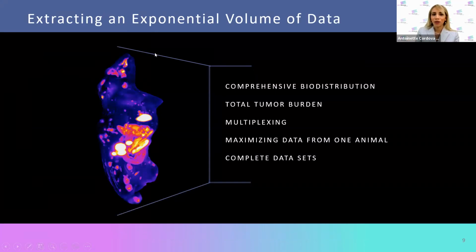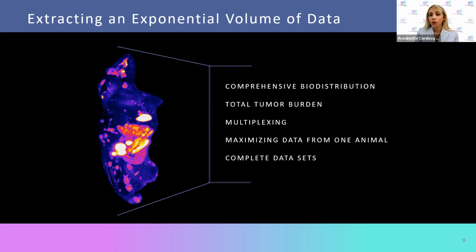So to highlight one more time, the exponential volume of data you get focuses on, first, comprehensive biodistribution, for those interested in drug discovery, and total tumor burden, for those interested in oncology models. It also allows for multiplexing, the use of different fluorophores. If you're going to highlight, for example, cells labeled with, let's say, GFP, and you would like to use a different fluorophore to determine biodistribution of the drug, you can do that using CFT technology.